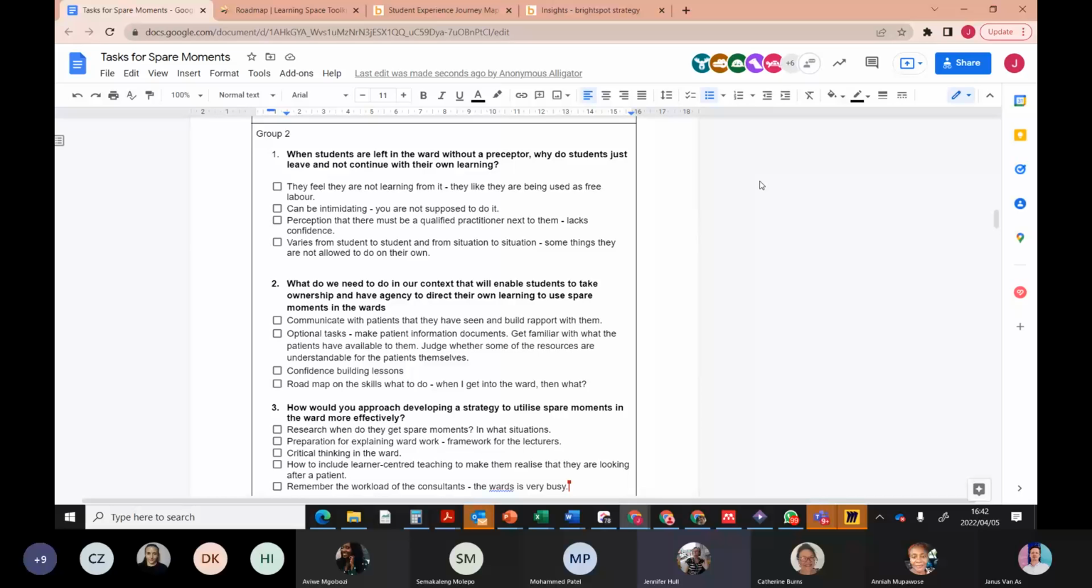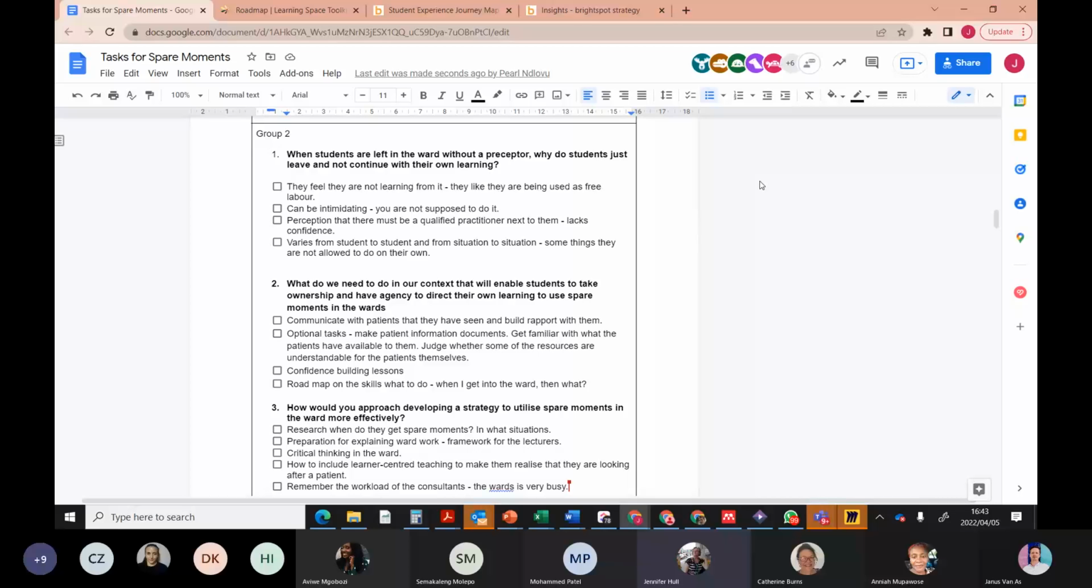They must communicate with patients. They've seen and build a rapport with them so they can actually speak to the patients and assess what's going on with them. Optional tasks was also a suggestion, make patient information documents. One lady suggested that her father had lots of documents in his practice, and maybe we should have documents available for the patients, get familiar with what the patients have available to them and judge whether the same resources are understandable for the patients themselves. That can be very important because even if they've got documents, it's not usually in all the languages and not all your patients can read. So it's got to be at a level that can be interpreted by everyone.